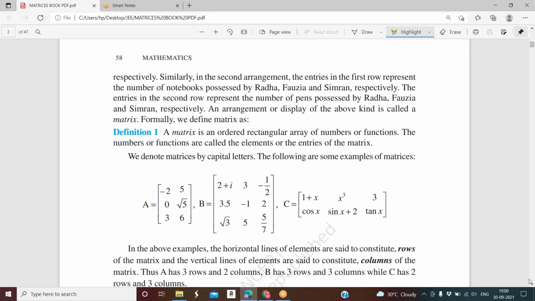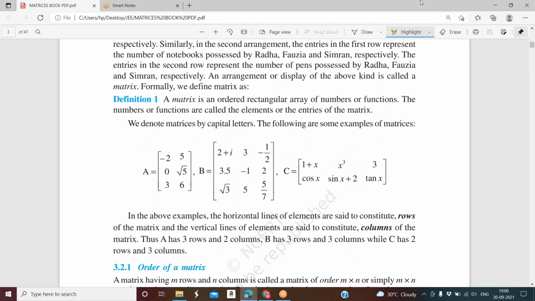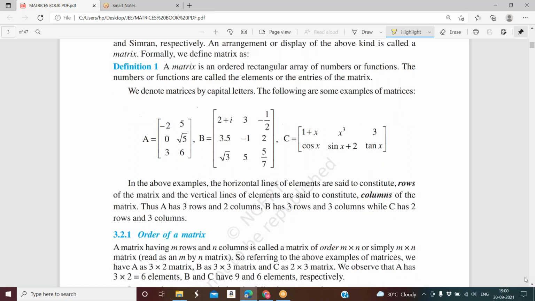A matrix is an ordered rectangular array of numbers or functions. So we can order either numbers or functions in a rectangular form. That is called a matrix. The numbers or functions are called the elements or entries of the matrix. Usually we denote matrices by capital letters. These are the examples for matrices.